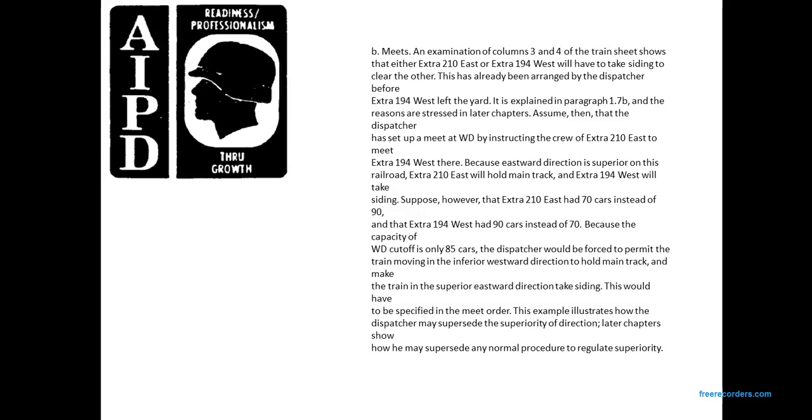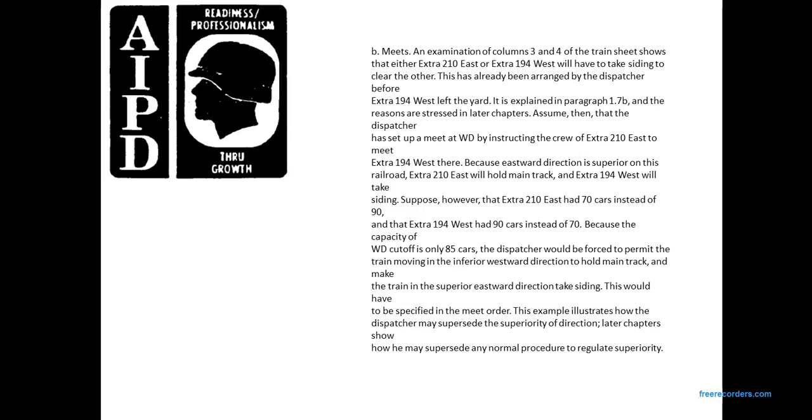The train sheet shows that extras 210 east and 194 west will have the siding clear of each other. They have already been arranged by the dispatcher. Extra 194 west explained its delay, with this paragraph 17b giving the reasons. Later chapters assume that the dispatcher set up the meeting at Wildwood. Extra 210 east, being in the east direction superior to the west, will hold the main track and extra 194 west will take the siding.